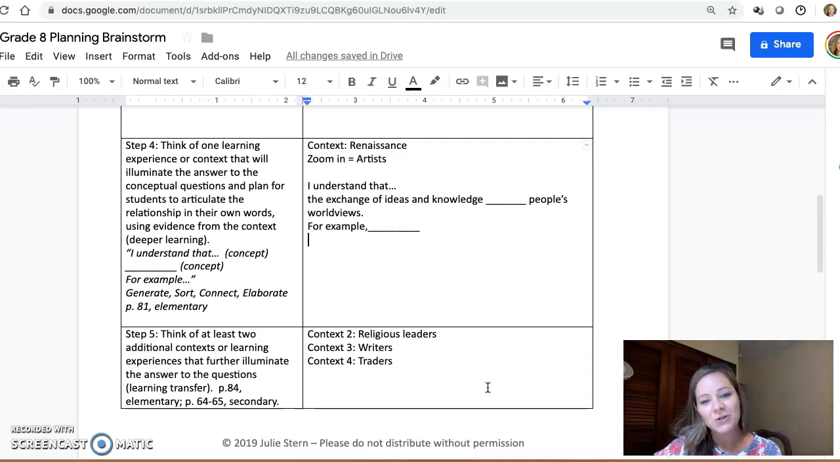So I hope that makes sense to you about how we're using transfer to deepen and refine our understanding about exchange of ideas, about worldviews, which is completely what that general learner outcome is about. We're setting it up in an intentional way, so we're not covering the Renaissance, but we're using the Renaissance to unlock this rich conversation about exchange of ideas and people's worldview.